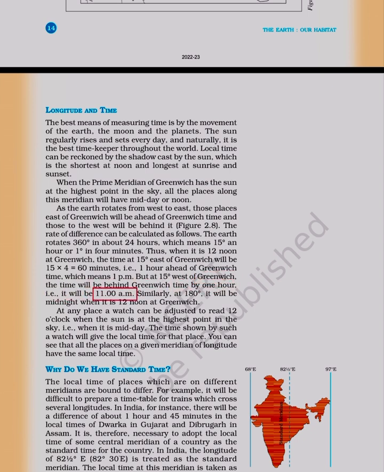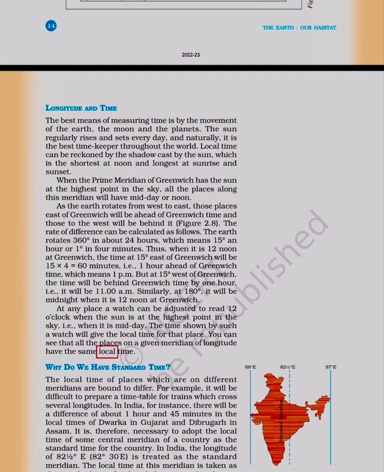That is, it will be 11 a.m. Similarly, at 180 degrees, it will be midnight when it is 12 noon at Greenwich. At any place a watch can be adjusted to read 12 o'clock when the sun is at the highest point in the sky. That is, when it is midday. The time shown by such a watch will give the local time for that place. You can see that all the places on a given meridian of longitude have the same local time.